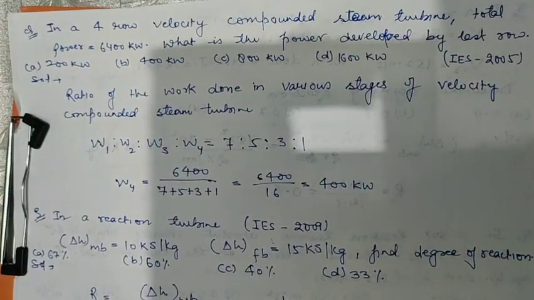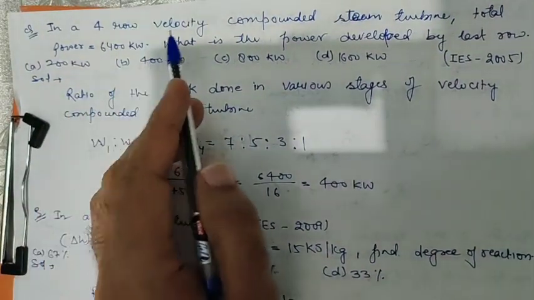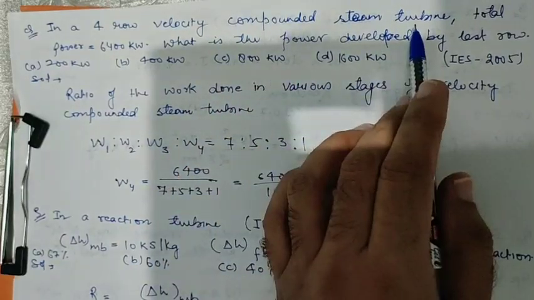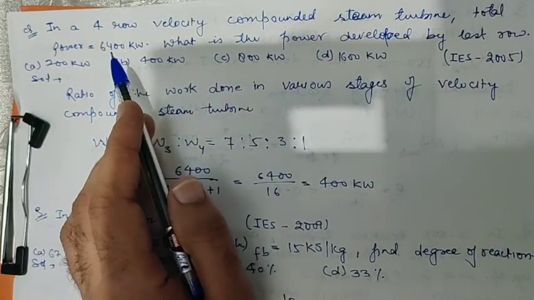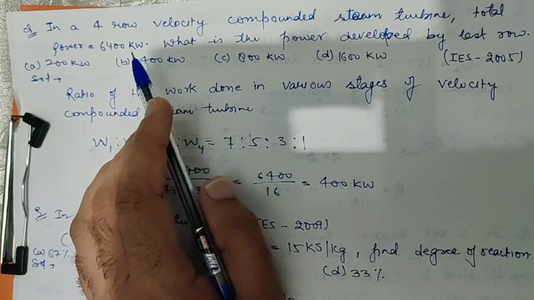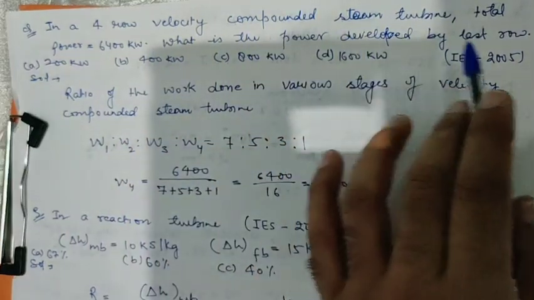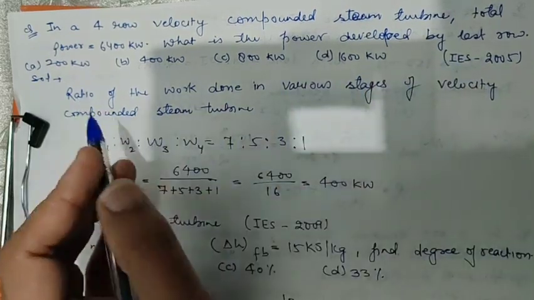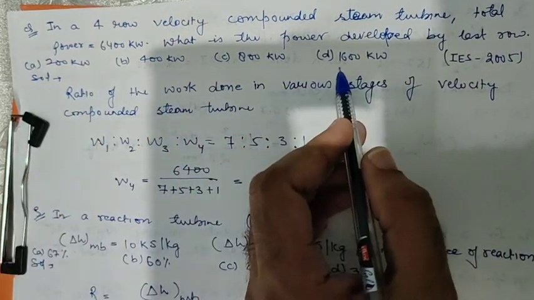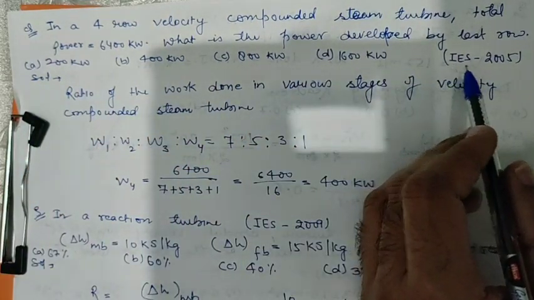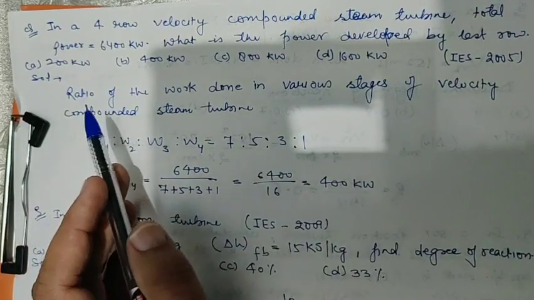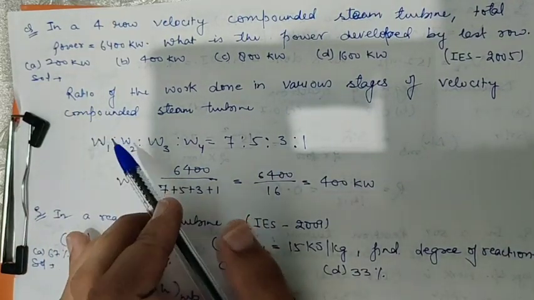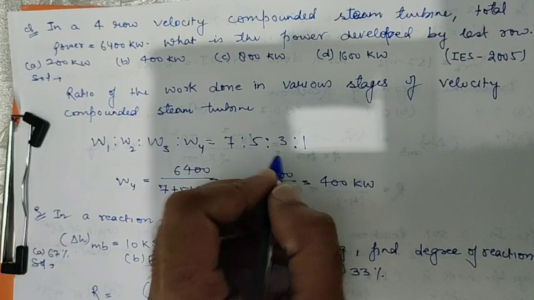Now the next question is, in a 4-row velocity compounded steam turbine, total power is 6400 kilowatt. Then you have to calculate the power developed by last stage. It means fourth stage. And these are the options which is given to you, and this is the question which came in IES 2005.